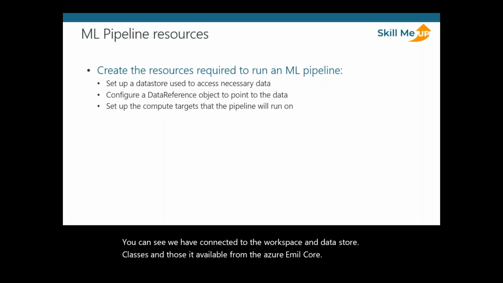Once we have done that, we've set up the resources to run a machine learning pipeline. We set up a data store. We set up a data reference object in order to point to the data. And then we can set up the compute targets that the pipeline will run on. And we can do all of that in the Azure Machine Learning SDK for Python.